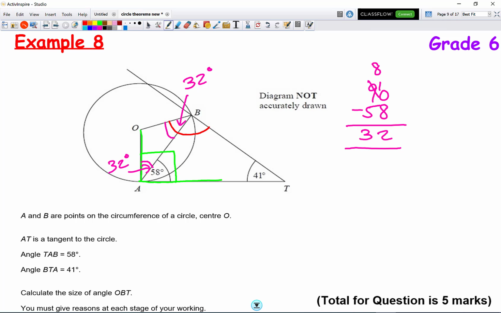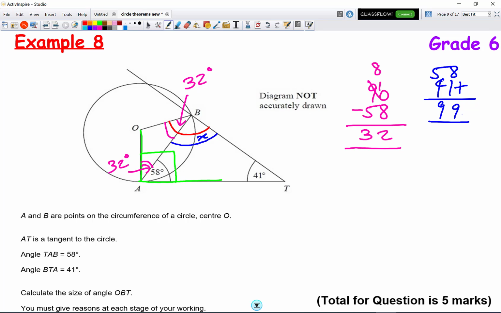So I have a smaller triangle. So the triangle in question is ABT. Now I want to know what this angle is. Let's call it angle X. Well, ABT is a triangle, so we can say that 58 plus 41 is 9, and that's also a 9, so I get 99.